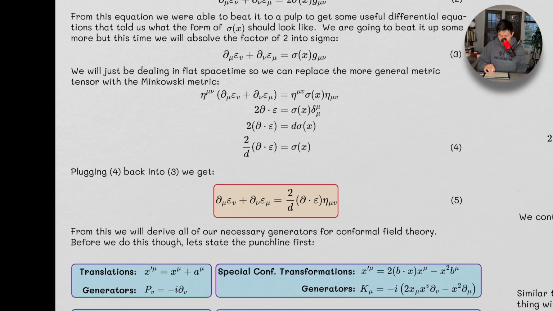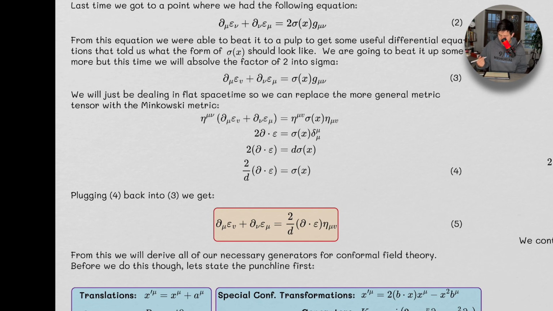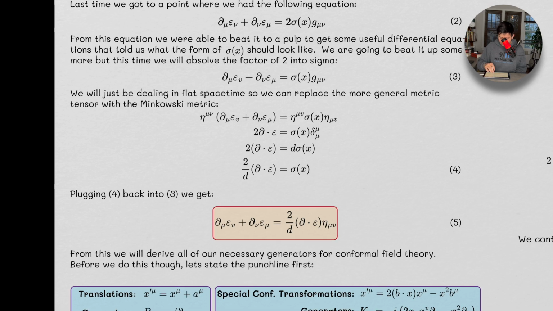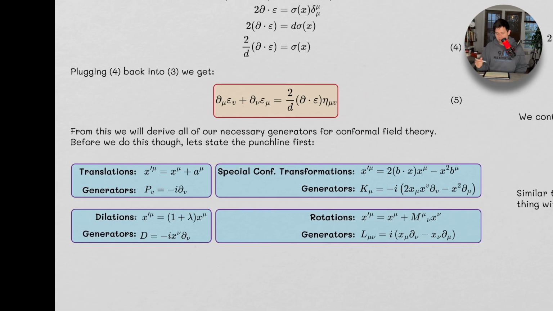So plugging 4 and 3 back in. Now I've numbered the equations, which is useful for when we start referring back to them, so I don't constantly have to be searching for the equations I'm looking for. Plugging 4 back into 3, so this one into this one, we get this, and this is the equation that we are always going to be referring back to. Okay, so the idea here again is that this is the big daddy equation. From this, we're going to derive all the necessary generators for conformal field theory.